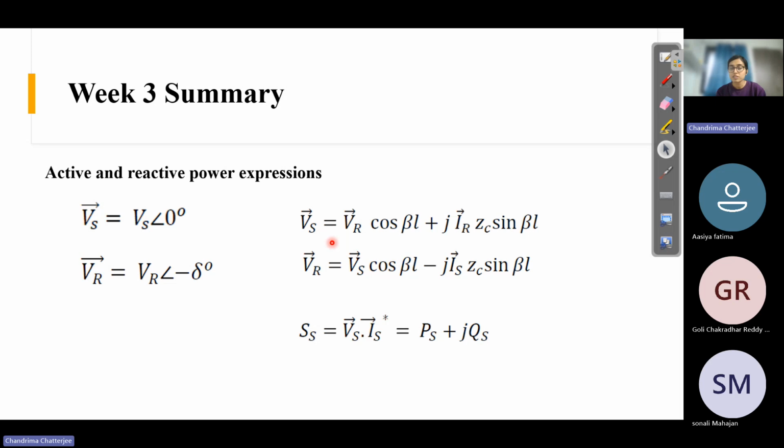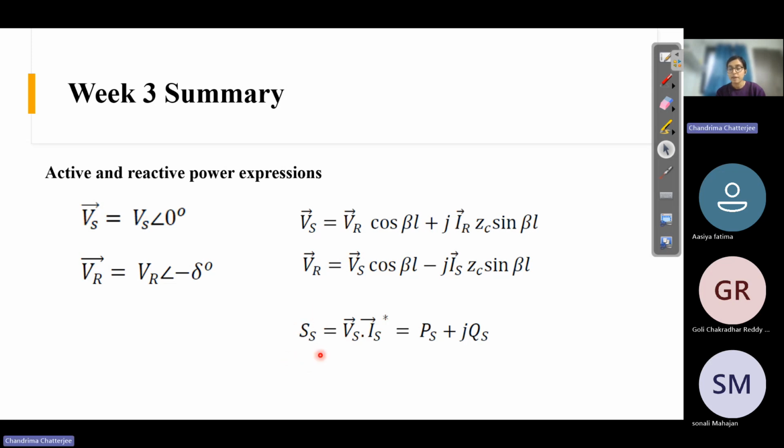The sending end voltage in terms of receiving end voltage and receiving end current. And this is the expression of the receiving end voltage in terms of sending end voltage and sending end current. These expressions you will require when you derive the expressions of active power and reactive power.